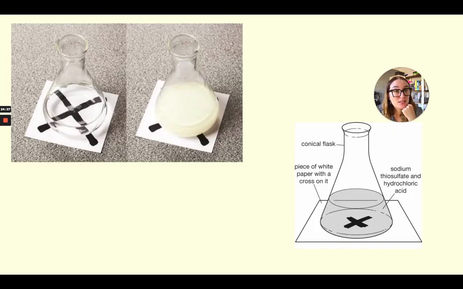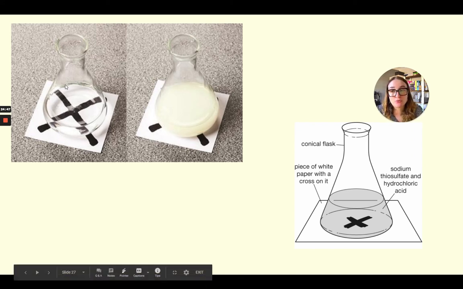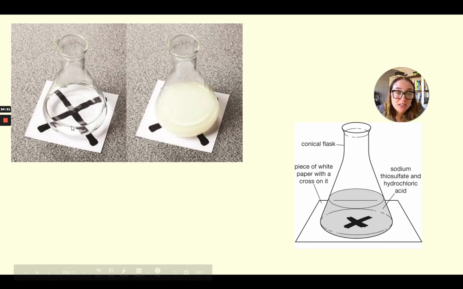Now, another way to do this is by looking at a precipitation reaction. So this is a reaction with sodium thiosulfate and hydrochloric acid. And what you start with is one of the reactants in a conical flask with an X drawn on a piece of paper that you've put below it. Just as you add your second reactant, you're going to start your stopwatch.